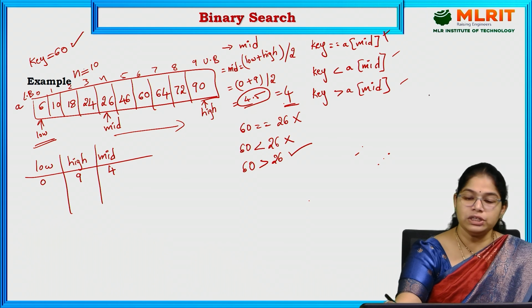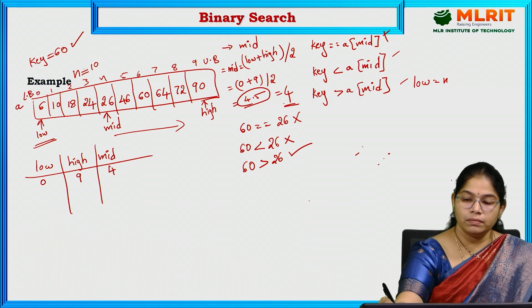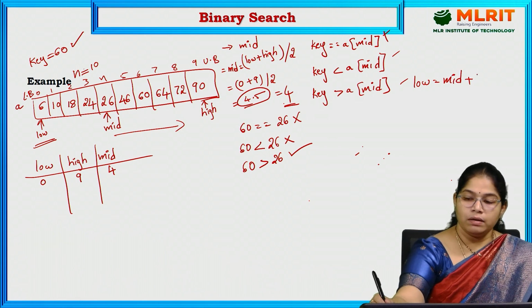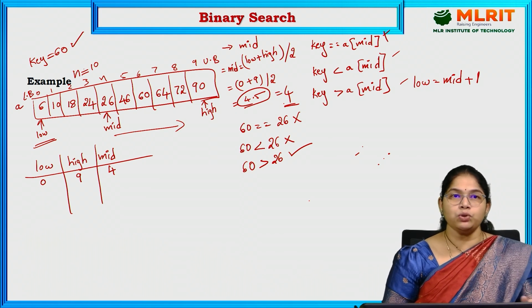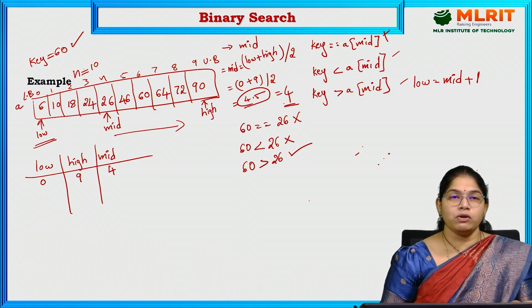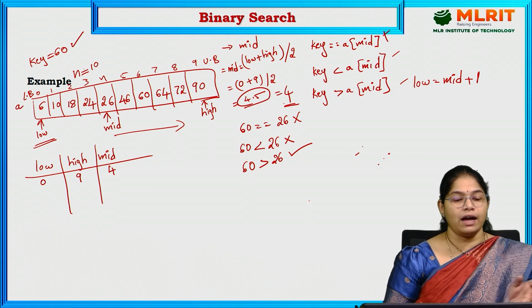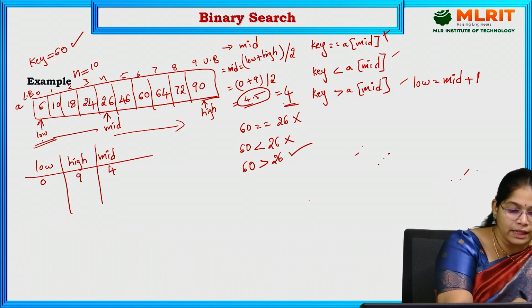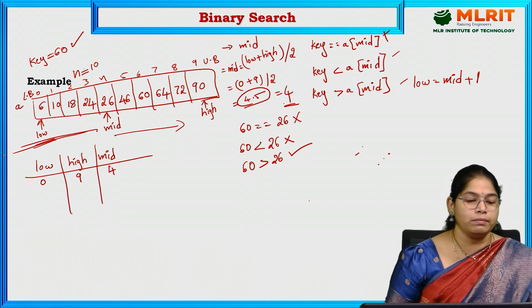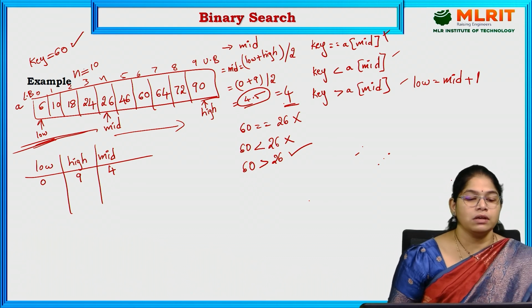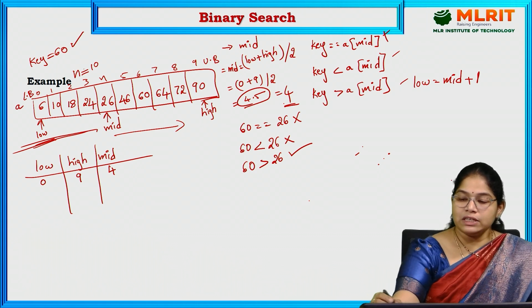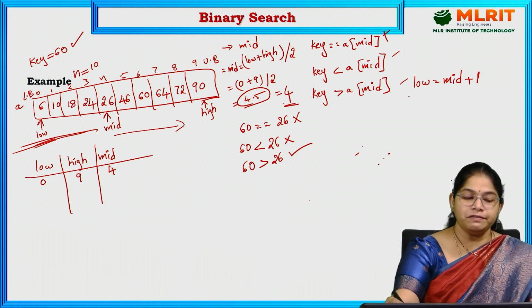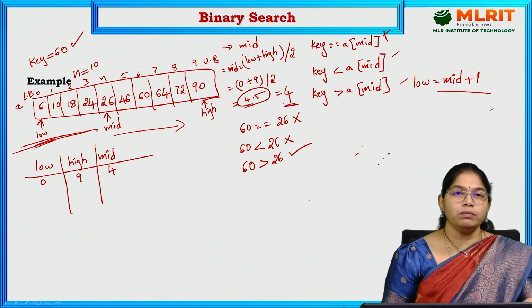If this condition is true, then low is equal to mid plus 1. In this case, we know that the low value has to be shifted to the right, because the value which I want to search is after the mid value. It is not there in the left of the array. Why am I sure about this? Because the elements present in this list are in sorted order. So in such a case, we have to shift the low value. Low is equal to mid plus 1.